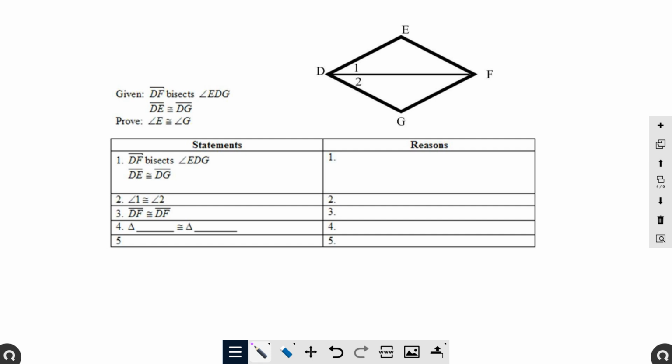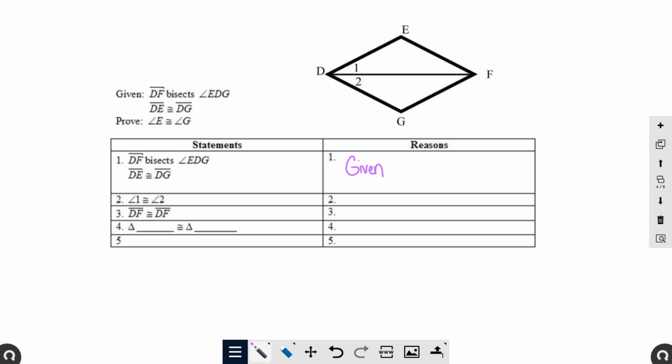Oh, we got 2-column proof. That's what we're working on. Here we go. So, statement 1. What do we put for the reason? Given, right? It's the same as the given. Always look for that first. That'll be an easy 1 point for you. Usually I only assign 1 point to the given statements because we just got to look for them. But whatever is given, you want to mark it in the picture.